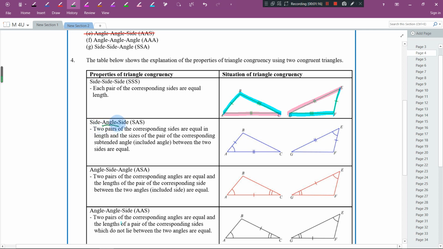Okay, now let's go to the second property of triangle congruency, side angle side. The angle here is located between two sides that we know their length. So in this case, we can call this angle the included angle.